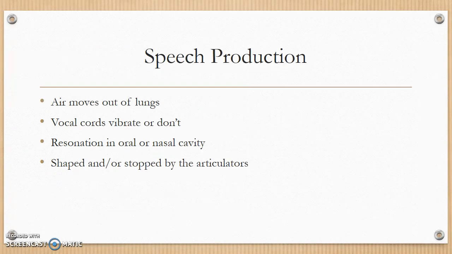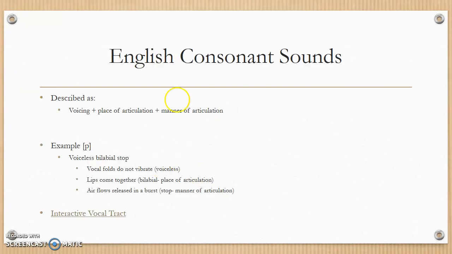So again, our air moves out of our lungs, our vocal cords vibrate or they don't. We create resonation in either the oral or the nasal cavity, and then we shape or we stop the air using our articulators. And through that whole process, each individual aspect, we can make different speech sounds. So that's how we describe our English consonant sounds.